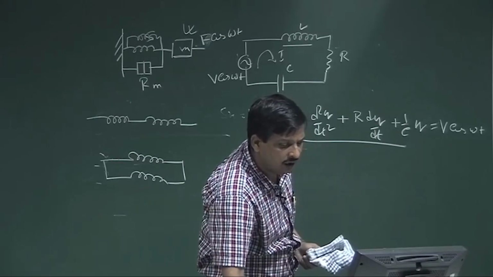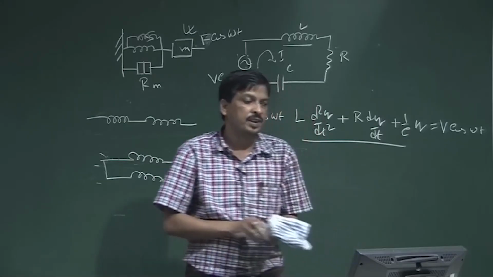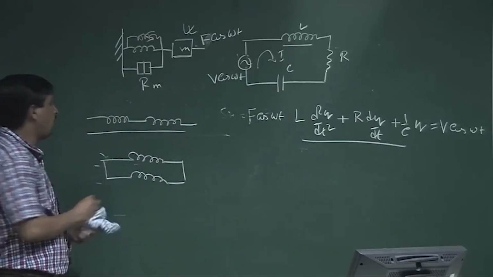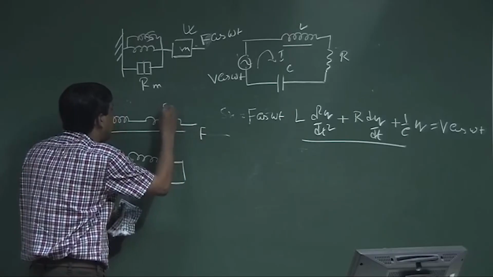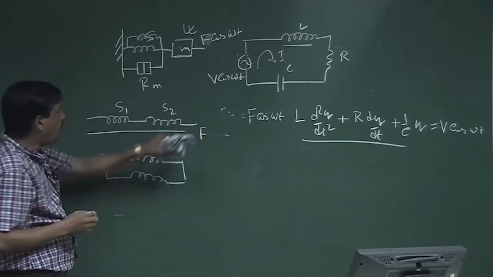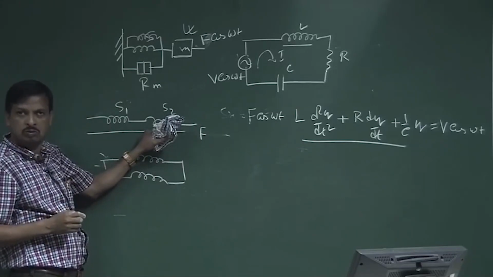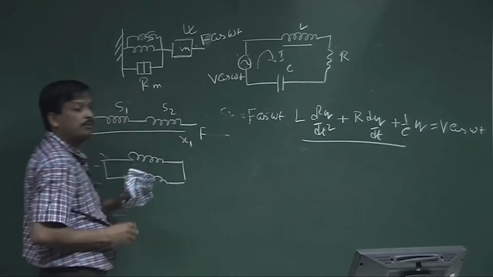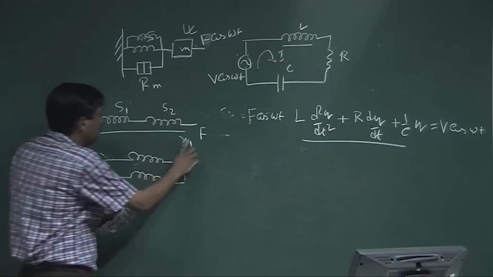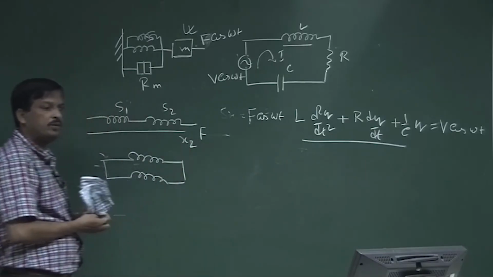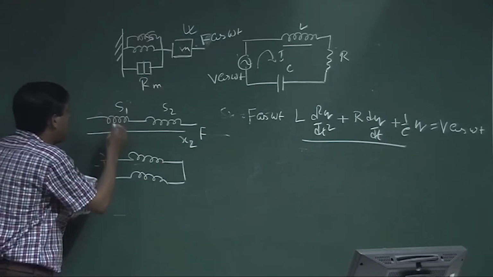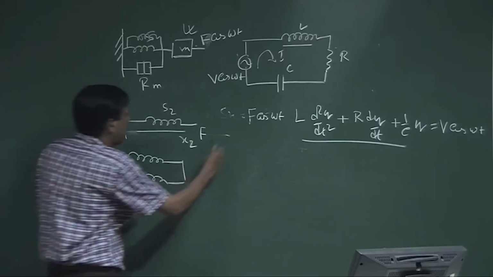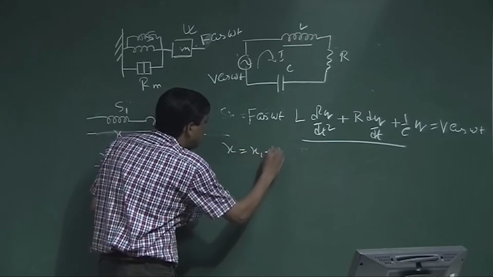Okay. Now, in case of series, a force is applied on spring 2, S2, and this is spring 1. The force is applied on spring 2, and it is displaced by x2. And spring S1 is displaced by x1. So, the total displacement is x1 plus x2.